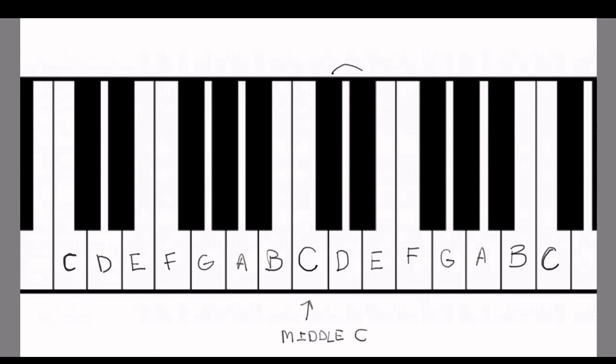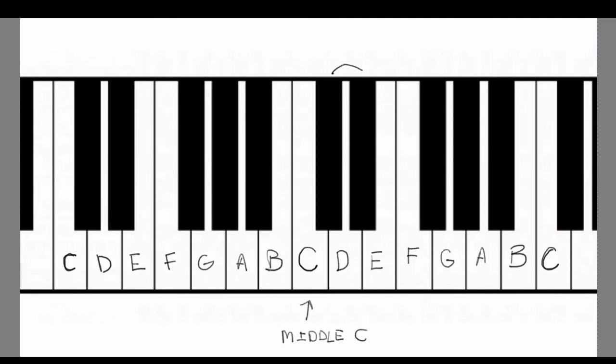So all those 8 notes that we had between middle C and the octave above middle C are replicated just at a lower pitch level in the octave below. So C, D, E, F, G, A, B, C.